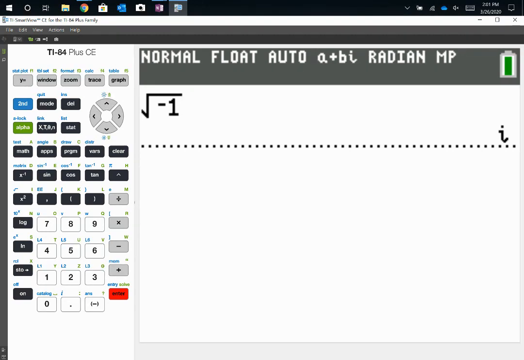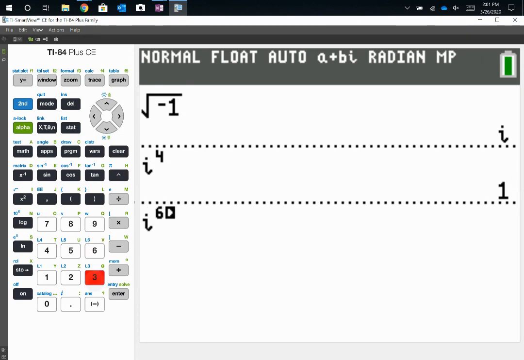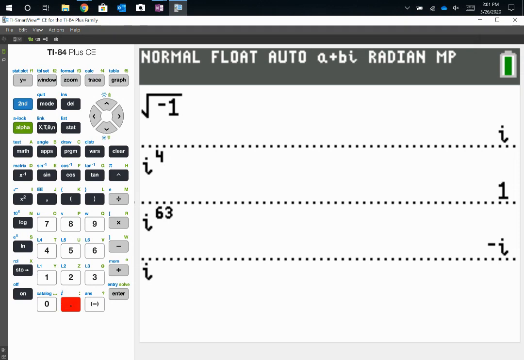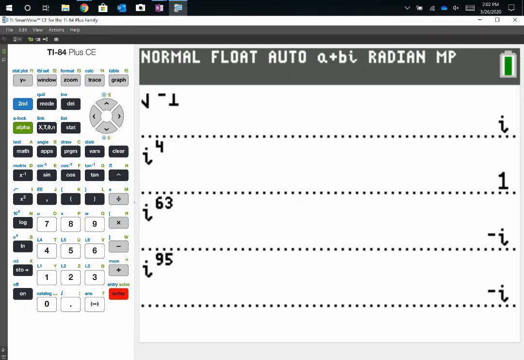Okay? Or if I were to access i, just press second and the period key, i to the power 4, I would get 1. Or if I pressed i to the power 63, I would get negative i. Or if I pressed i to the power 95, I would get negative i.